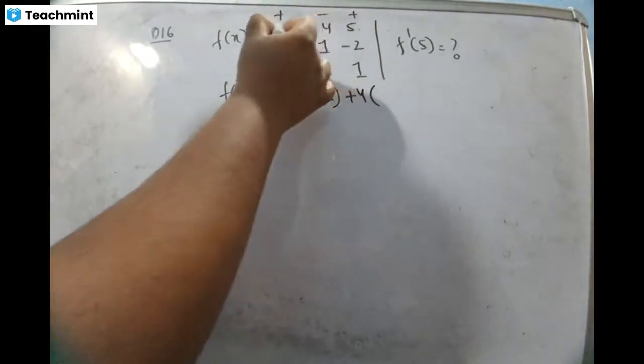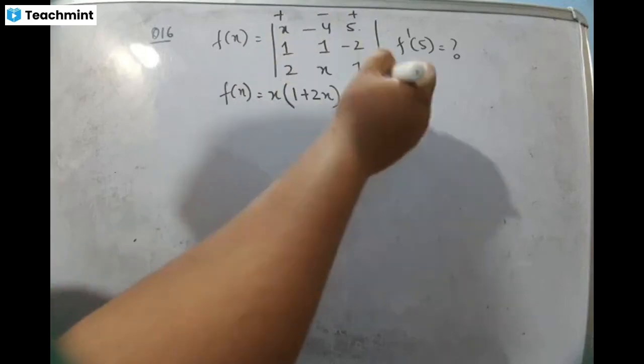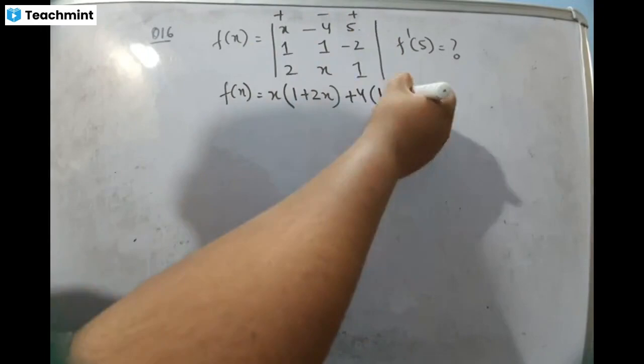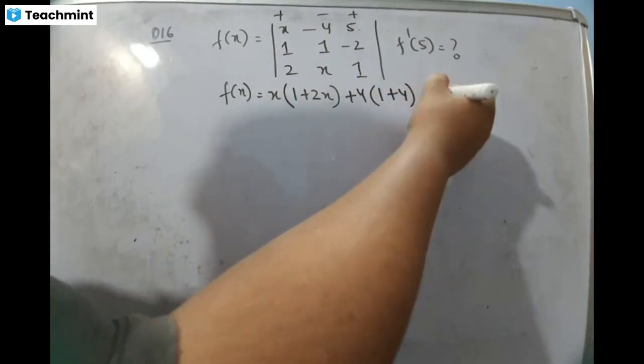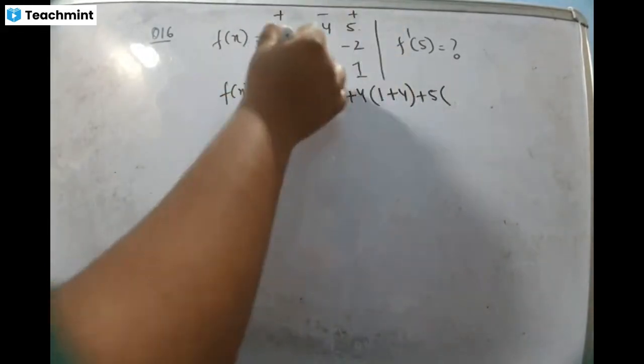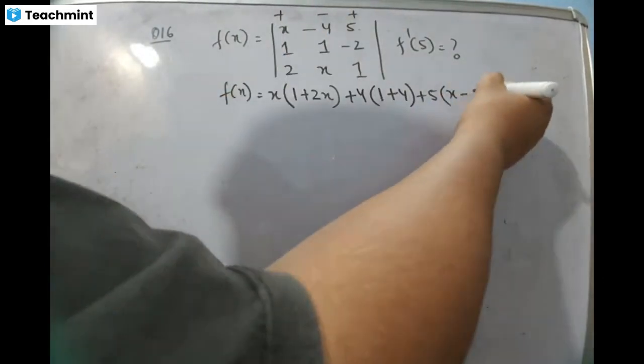What is the cofactor of 4? Cover the row and column. So 1 into 1 is 1. Minus in the middle, 2 into minus 2 is minus 2. Minus into minus becomes plus 4. Plus 5. What is the cofactor of 5? Cover the row and column. 1 into x is x, minus 2 ones are 2.